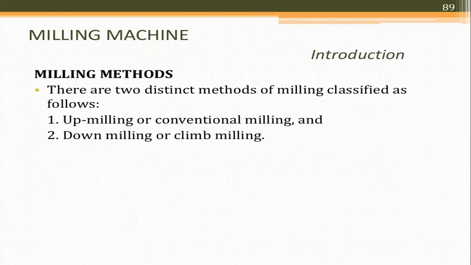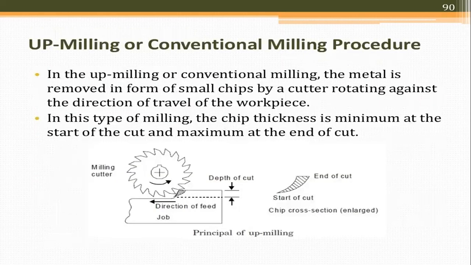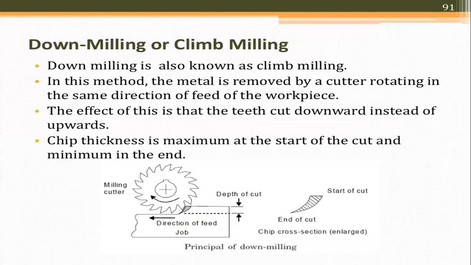Milling methods. There are two types of milling methods. The first one is up milling or conventional milling, and the second one is down milling or climb milling. Up milling or conventional milling procedure. In up milling, the metal is removed in the form of small chips by a cutter rotating against the direction of the travel of the workpiece. The chips are produced by the milling cutter and the workpiece. In this type of milling, the chip thickness is minimum at the start of the cut and maximum at the end of the cut.